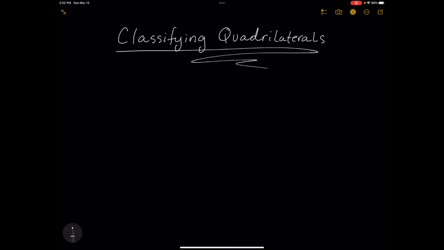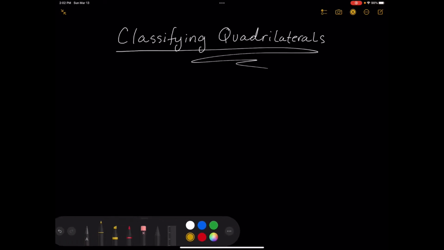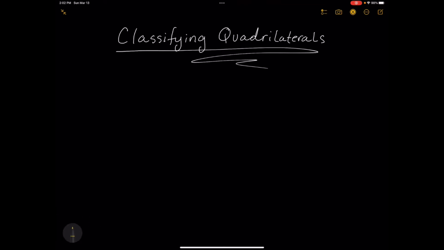Quadrilaterals are, I'm going to start with yellow here, super simple. They are four-sided shapes. Okay? Quadrilateral, the word quad right here, means four. All right? So the simplest way to understand what a quadrilateral is, it's just a four-sided shape.